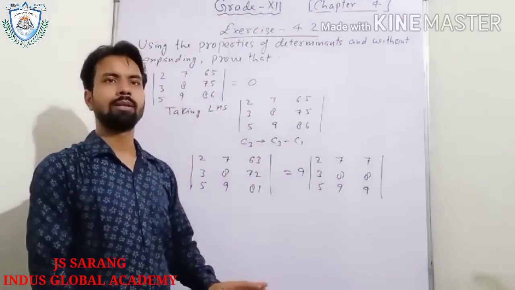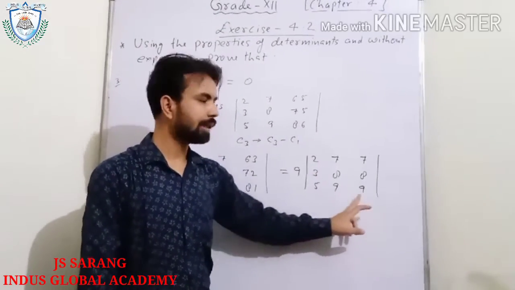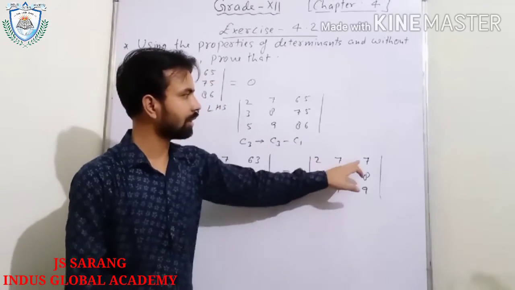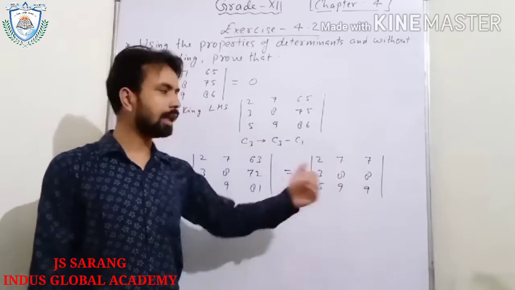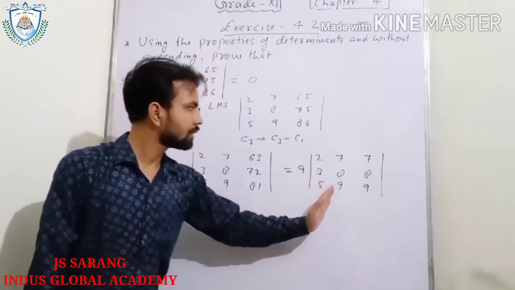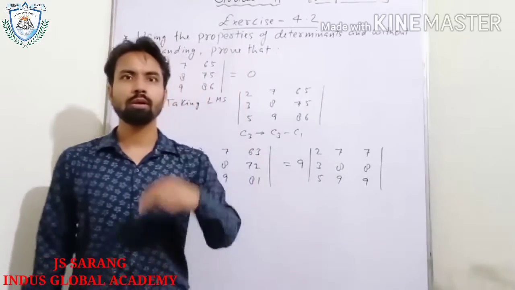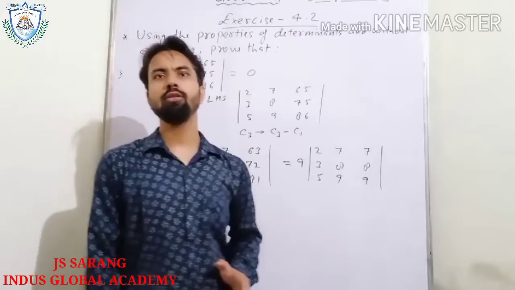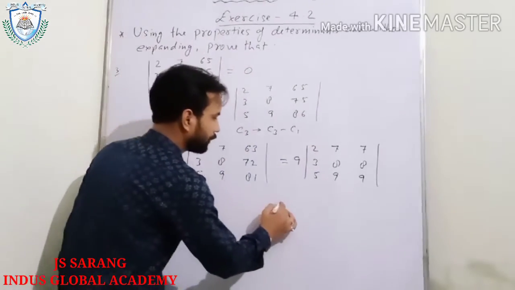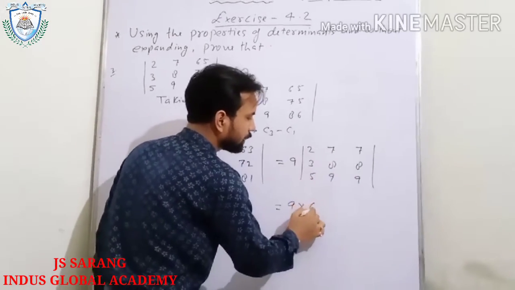Okay. Now, C2 and C3 both are the same. Second column and third column both are the same. See, 7 8 9, 7 8 9. So here all the elements of the second column and the third column are the same. That means we can say that C2 and C3 are identical. You know that if two rows or two columns are identical, then the value of the whole determinant will be 0. So you have to write here 9 into the value of this determinant, which will be 0.